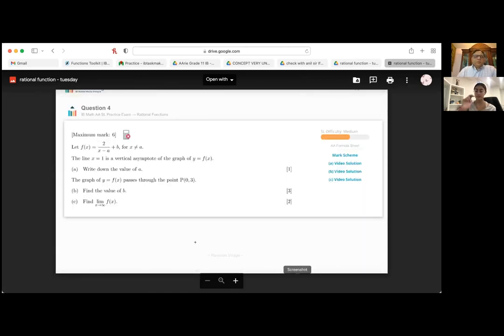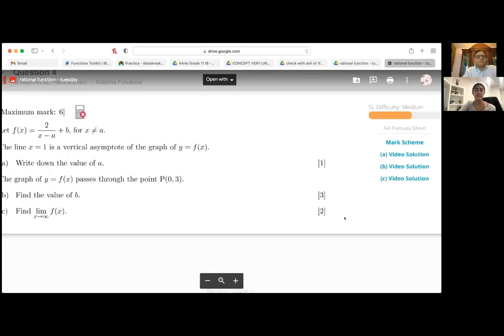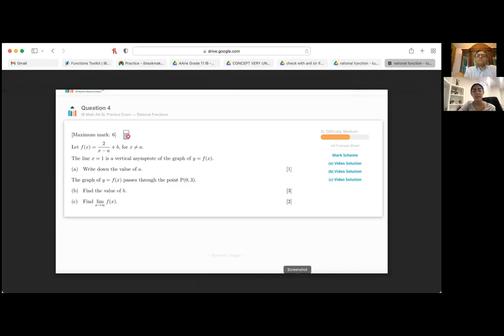Sure. So can you please read the question? Let f of x equal 2 over x minus a plus b, for x not equal to a. The line x equals 1 is a vertical asymptote of the graph of y equals f of x. Write down the value of a. The graph of y equals f of x passes through the point P (0, 3). Find the value of b. Find the limit as x approaches infinity.